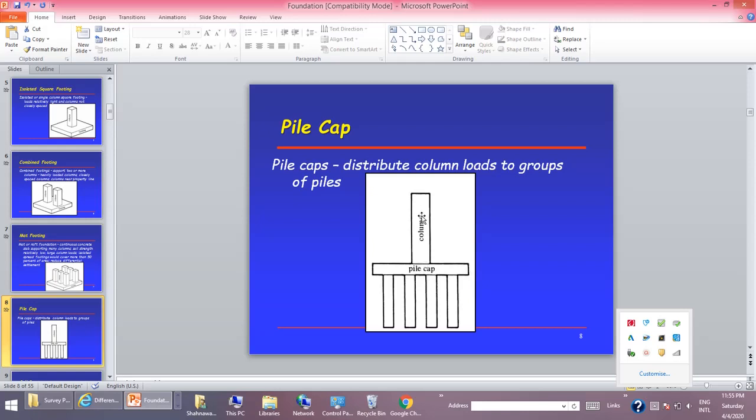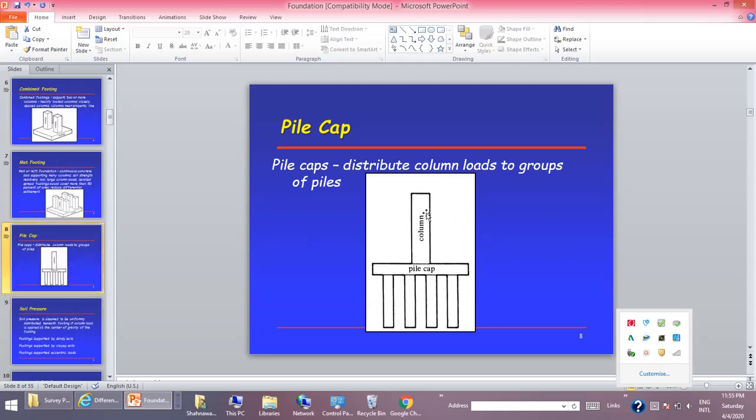The load coming from the column will go to the pile cap, and the pile cap will transfer the load equally to the piles, and the piles transfer the load due to two actions. One is due to the end bearing, and one is due to the friction between the soil and the pile. So there are two types of pile: friction pile and end bearing pile. If the pile transfers the load due to end bearing, it is known as an end bearing pile. If the piles transfer the load due to friction, it is known as friction piles.